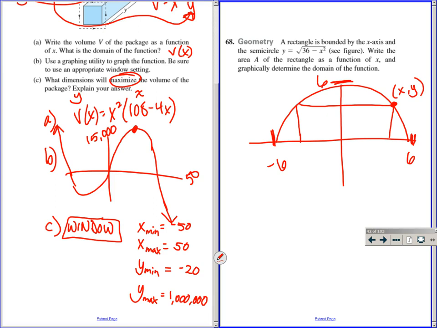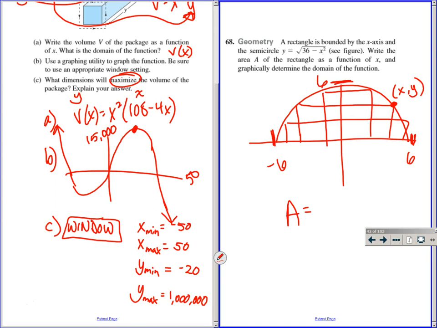Some of you might have actually put those numbers in when they meant for you to keep it general. Because the rectangle could have been drawn here at a different x, y, could have been drawn here. They didn't show you all the different rectangles that could be inscribed. They just showed you one and said, keep it general. So when they said write the area of the rectangle as a function of x, guys, go back to what you know.